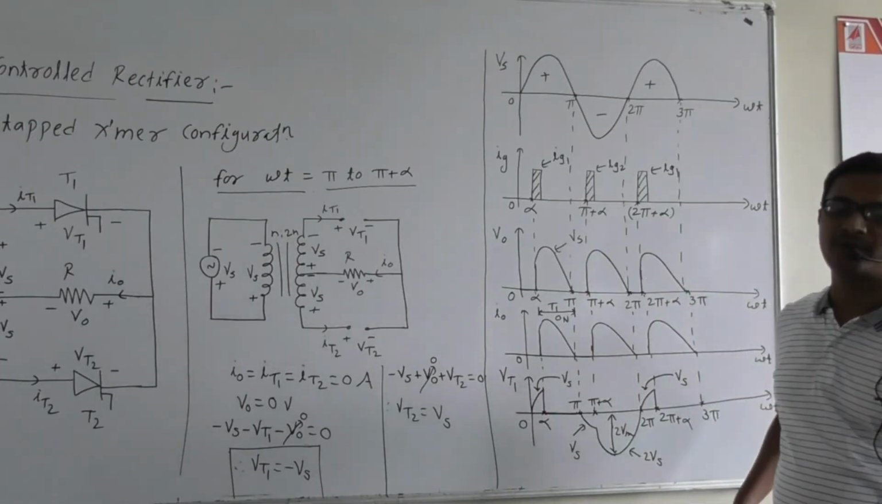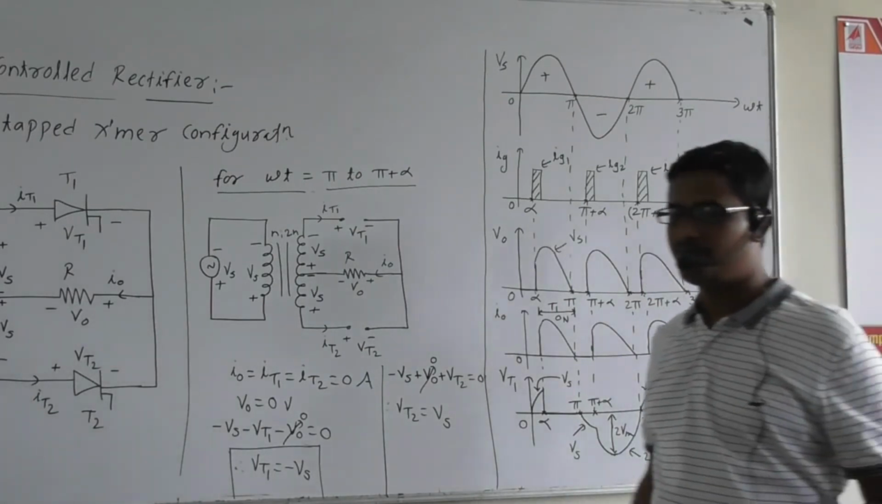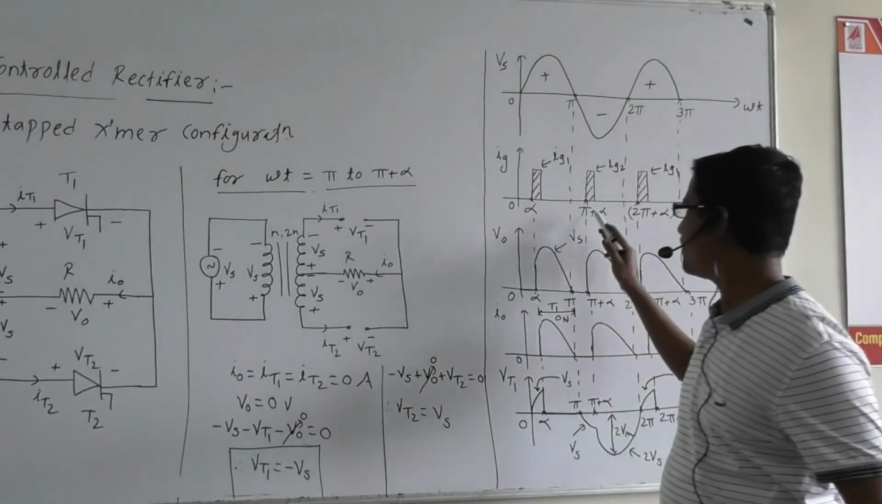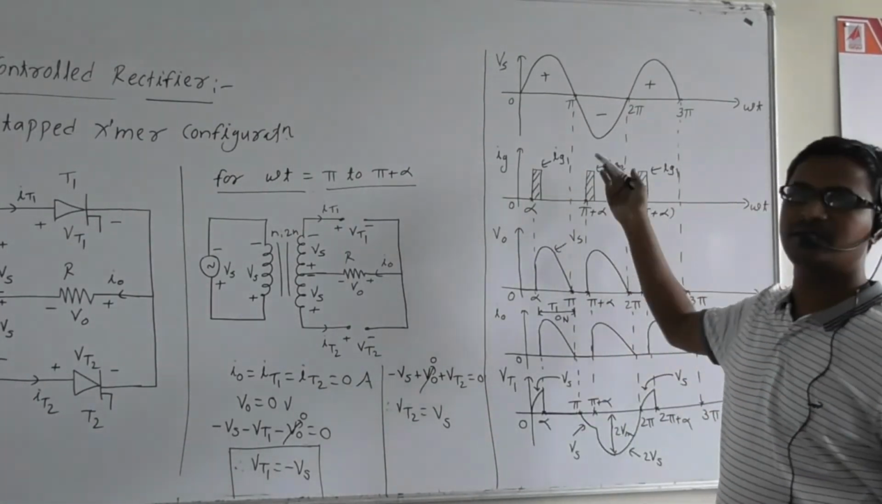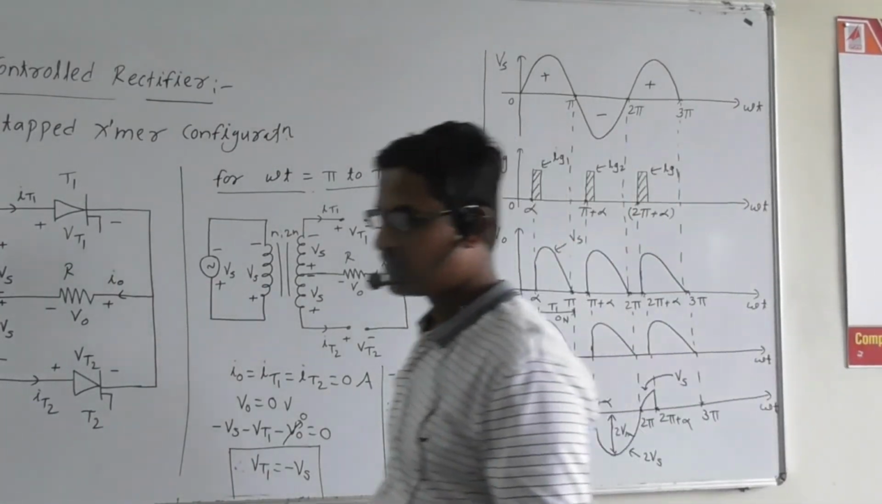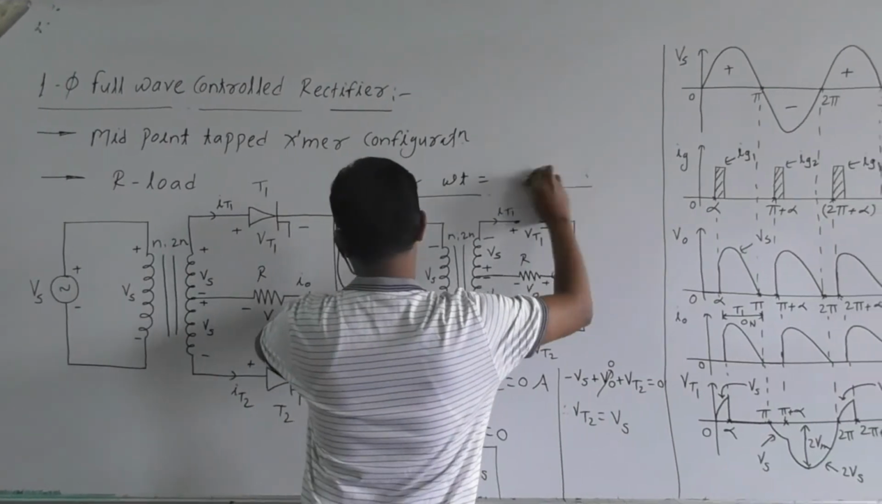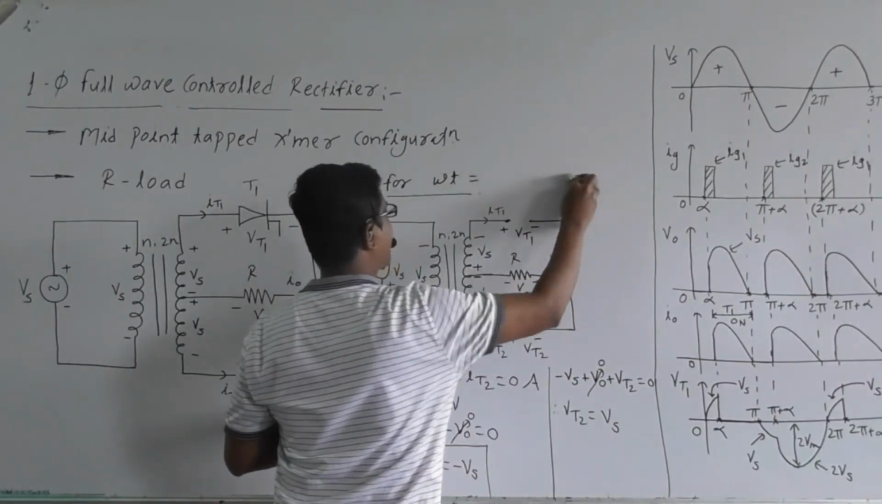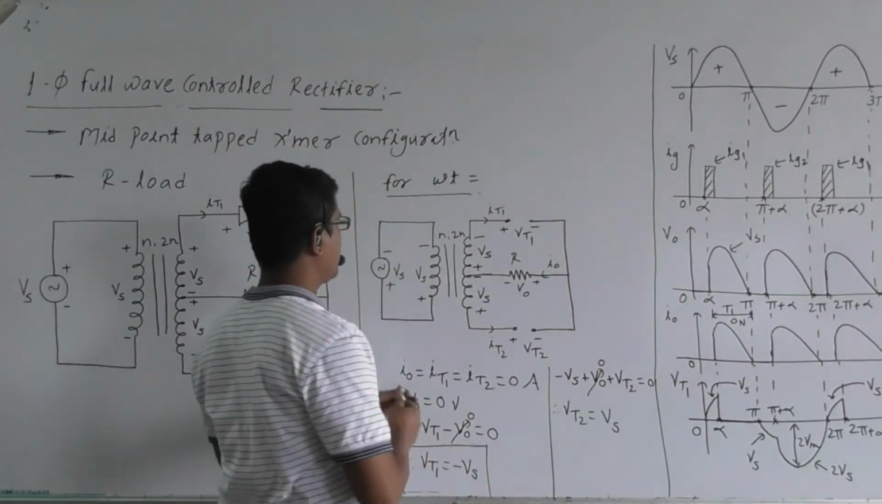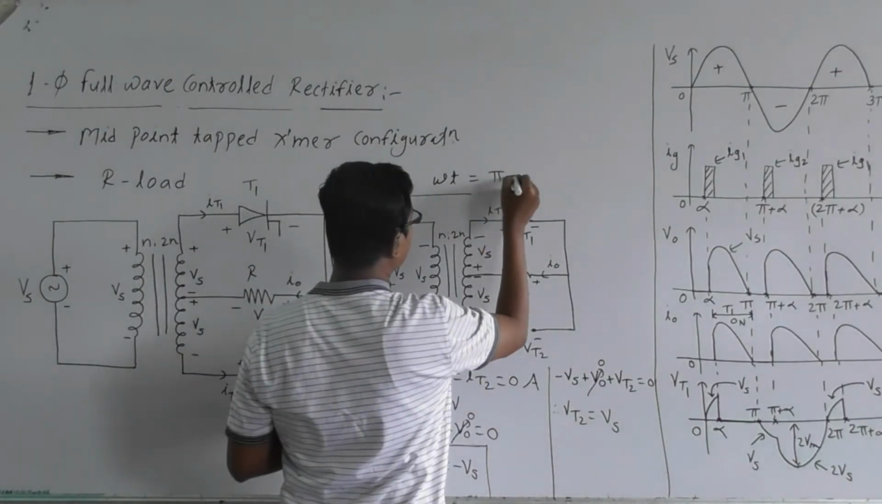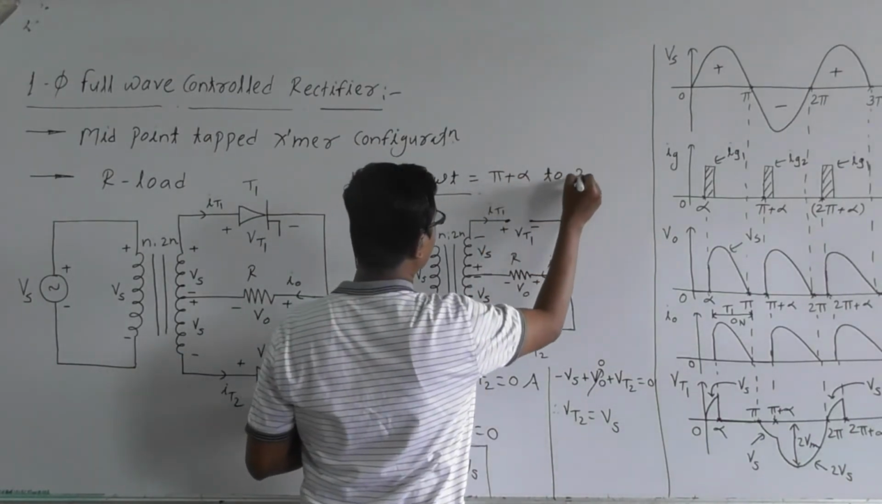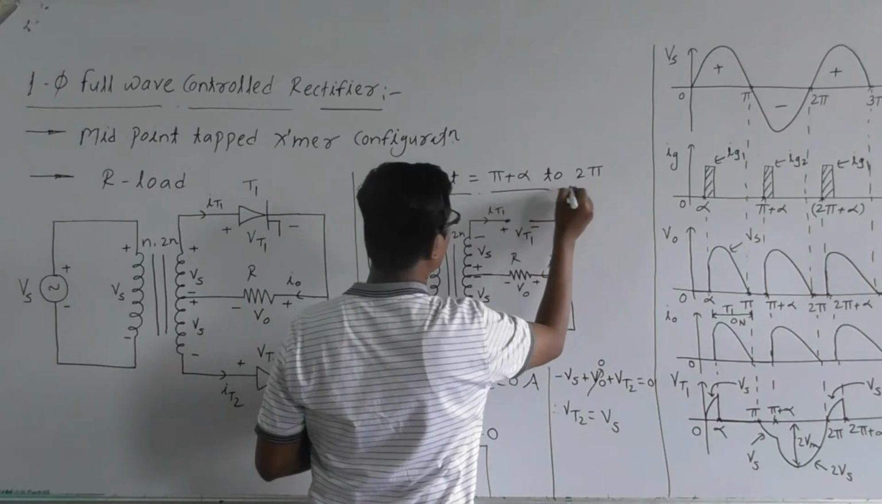Next, let us discuss for pi plus alpha to 2 pi. At pi plus alpha, we are applying the gate signal to thyristor T2.